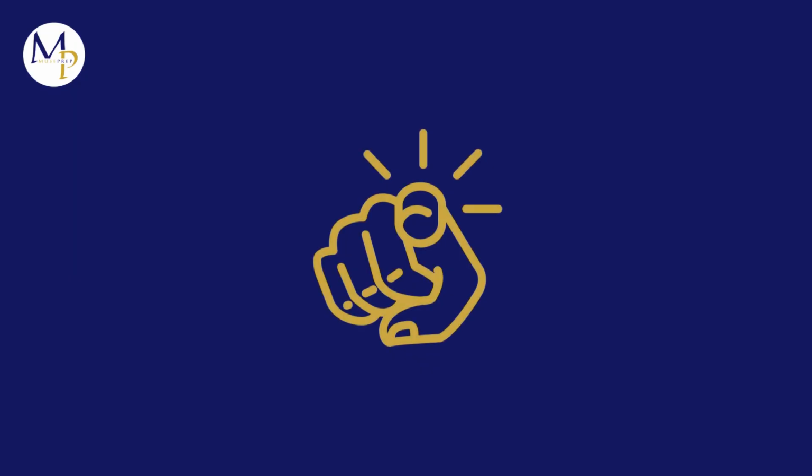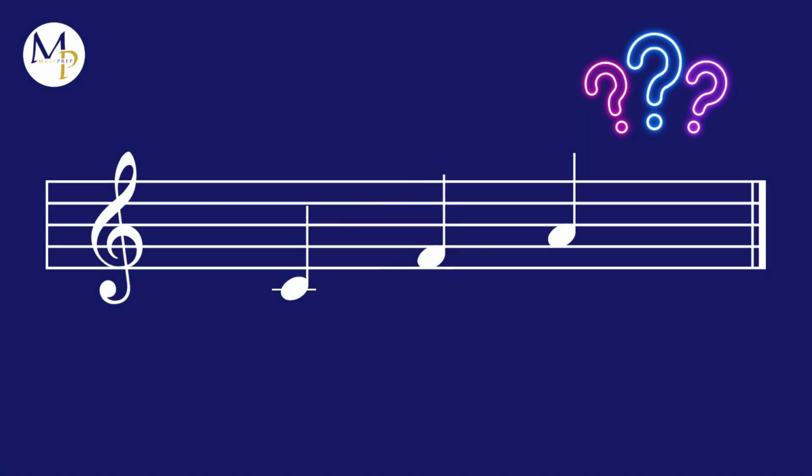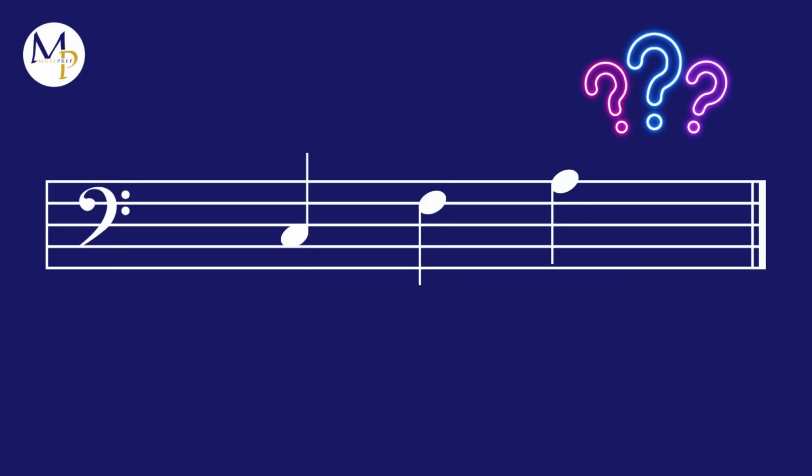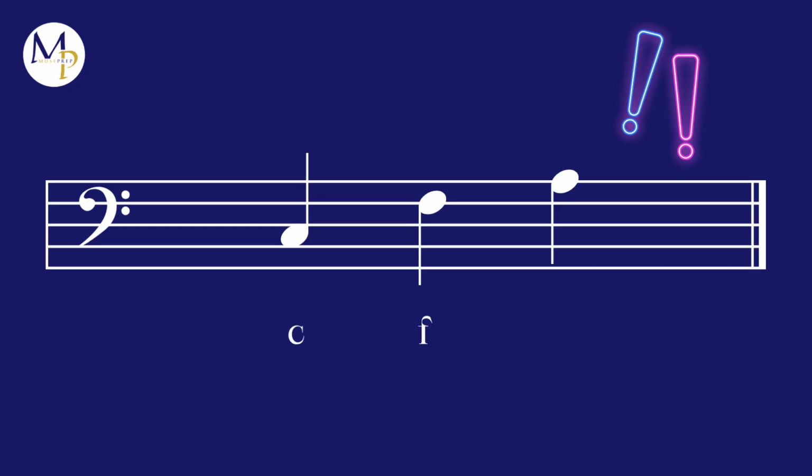Now it's your turn. Can you recognize which notes are shown here? That's right. These are the notes C, F, and A in the treble clef. And which pitches do these notes correspond to in the bass clef? Exactly. Those are also C, F, and A.